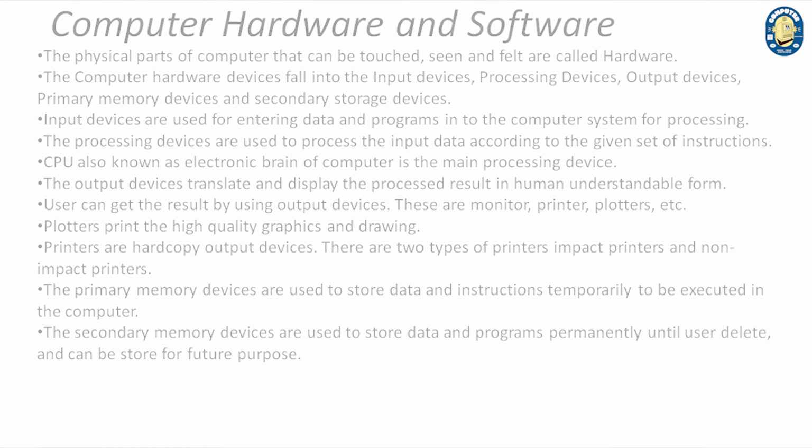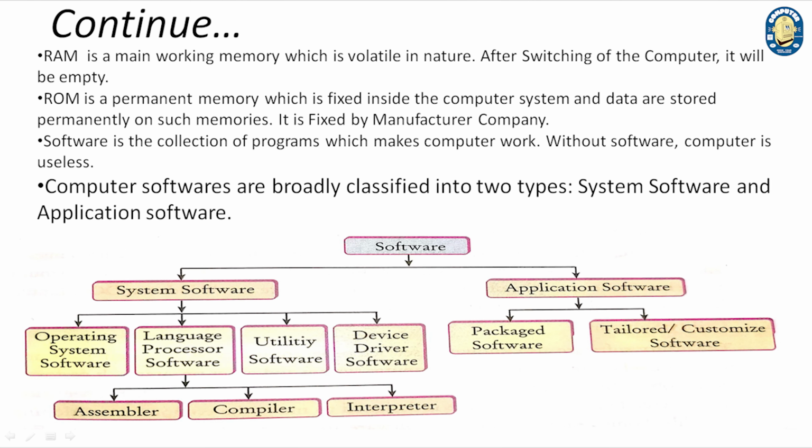RAM is a main working memory which is volatile in nature. After switching off the computer, it will be empty. ROM is a permanent memory which is fixed inside the computer system and data are stored permanently on such memories. It is fixed by manufacturer company. Software is the collection of programs which makes computer work. Without software, computer is useless.